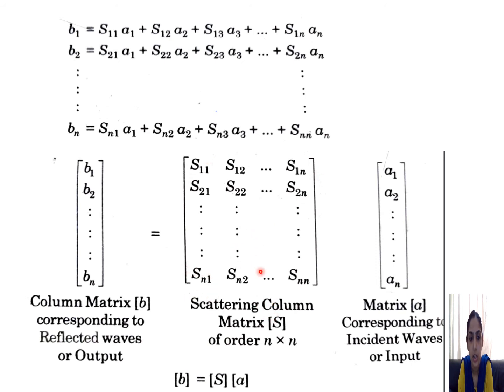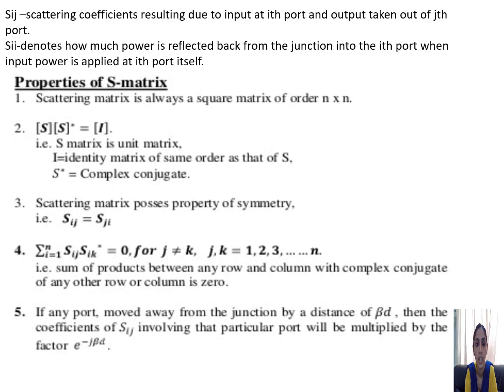So this is a scattering matrix S of the order n cross n if we are having n ports, and A1, A2 etc. up to AN. This particular column matrix represents the incident waves or the input. So we can write this in the matrix form as B is equal to S into A. That is what is written here. So we have seen what is an S matrix.